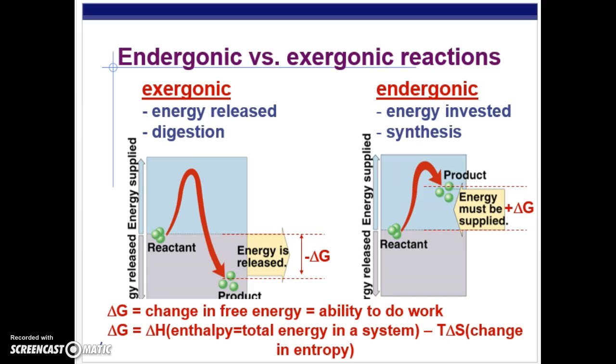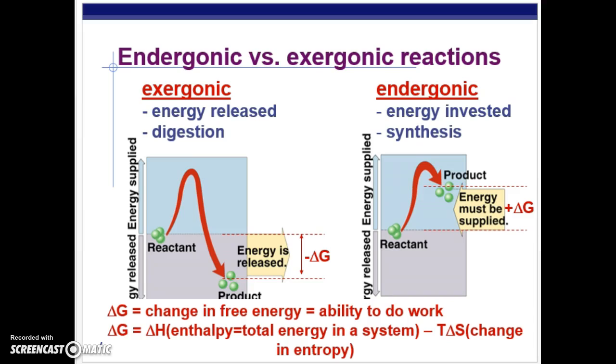An example of this is cellular respiration. We have the reaction of C6H12O6 combining with 6 oxygens, releasing 6 carbon dioxides and 6 waters, and energy. And that change in energy is a negative 686 kilocalories per mole. So that's the delta G of the chemical reaction of breaking apart a sugar molecule in cellular respiration.